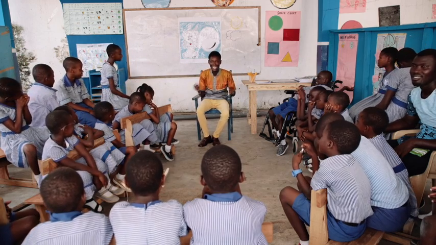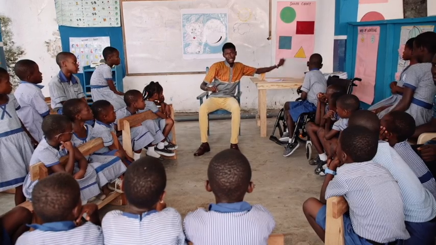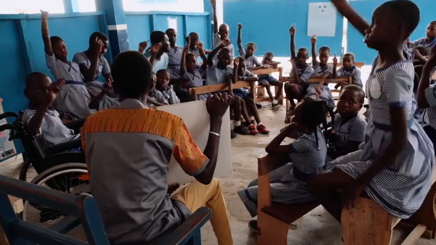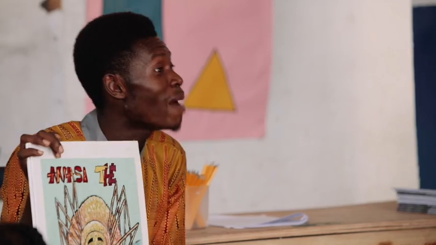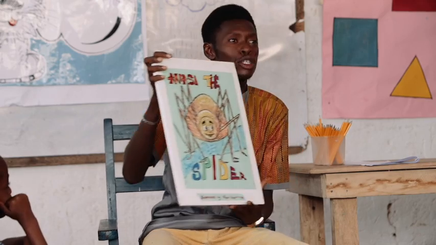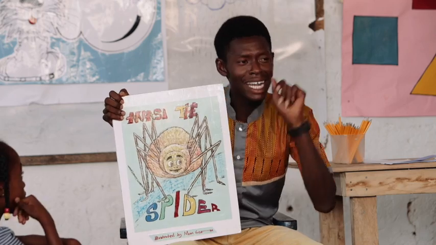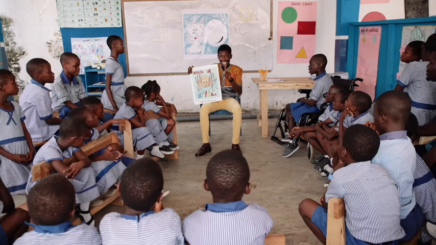Good. Okay. We are going to read a story. Can someone describe what's on the cover of this book? Okay, Amma. There is a spider holding a stick. And there's a lot of water. Good. Does anyone know who the spider could be? Anansi. Anansi. That's right. Let's begin.